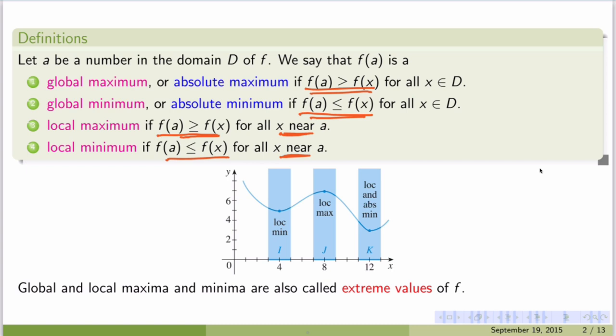These definitions are very intuitive. For example, in this curve here we have a local minimum right here, a local maximum right here, and then this guy is an absolute minimum or a global minimum, but also a local minimum. Now all these values are also called extreme values.